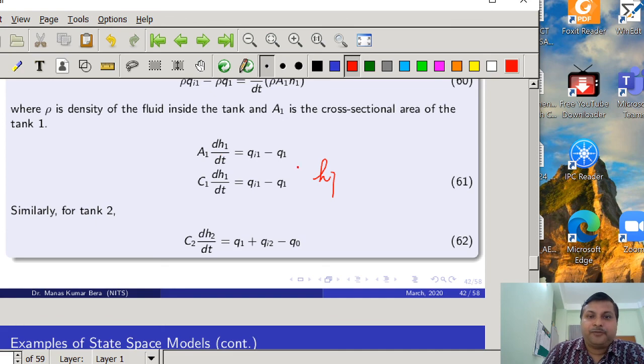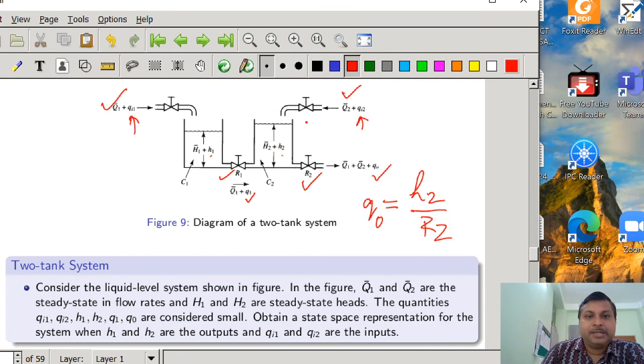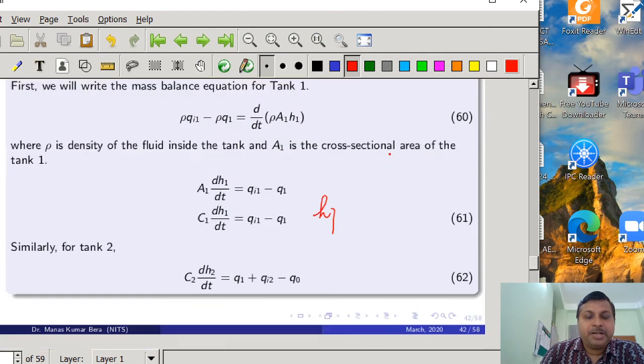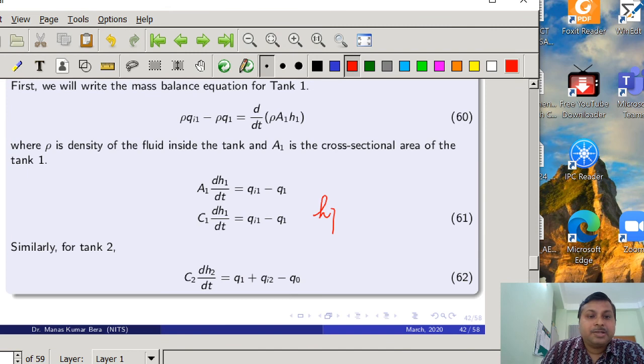Similarly for tank 2, we write C2 into dH2 by dt is equal to the inflow, what are the inflow rates? That is QI2 plus Q1, and the outflow is Q0. So C2 dH2 by dt is equal to Q1 plus QI2 minus Q0. From here it is clear that we have written the first order derivative of H2, so definitely H2 will qualify as a state variable.